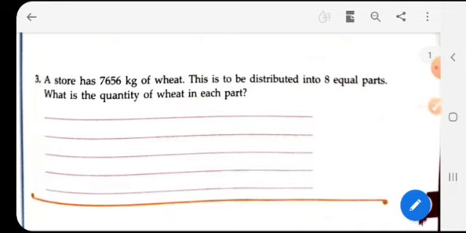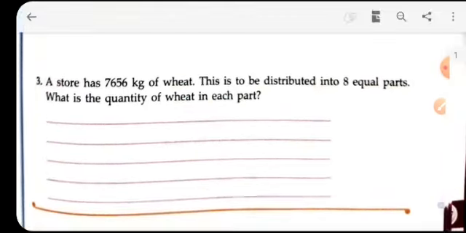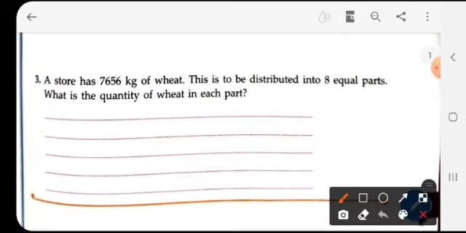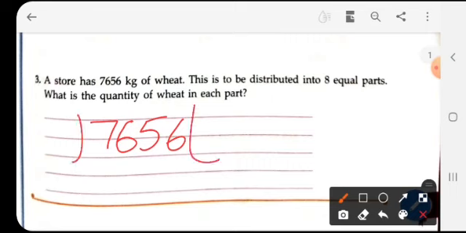In the problem sums, we generally read the problem, study it and find out what has to be done. So a store has 7,656 kilograms of wheat. This is to be distributed into 8 equal parts. What is the quantity of wheat in each part? Okay. Now, here's a simple whole number that is given. So what are you going to do? You will simply divide 7,656 by 8.